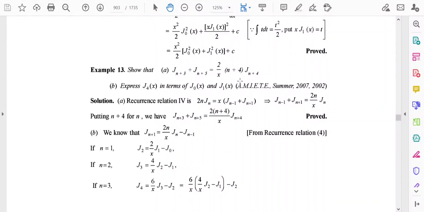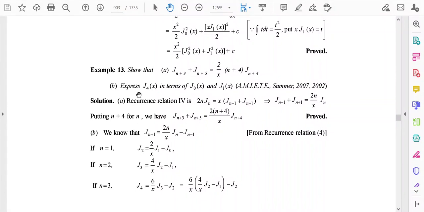Here we will use recurrence relation 4. Recurrence relation 4 is 2n Jn = x(Jn-1 + Jn+1). This can be rearranged as Jn-1 + Jn+1 = (2n/x) Jn. Now if we put n+4 in place of n, the left hand side becomes Jn+3 + Jn+5, and in the right hand side we can show that this becomes the right hand side. So this can be proved in this way.